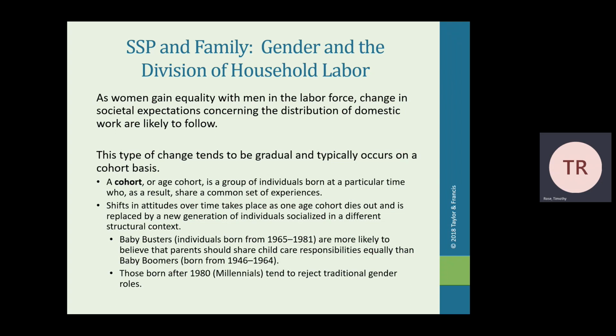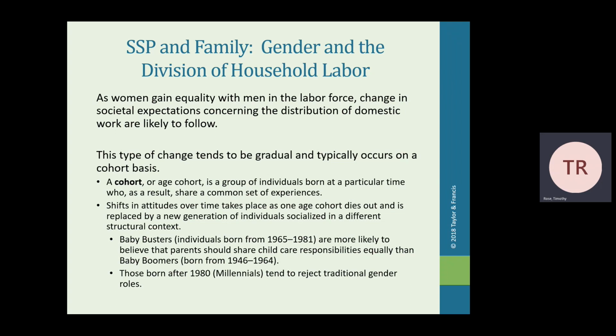And we find that the differences in the distribution of household labor don't occur necessarily at the individual age level between someone who's 42 and 41 or 40 and 39. They occur between these age cohorts of, say, baby boomers, Gen X, millennials, Gen Z, right? So shifts in attitude over time take place as one age cohort dies out and is replaced by a new generation of individuals who, because of the conditions that they were born and raised in, are socialized in different structural contexts.